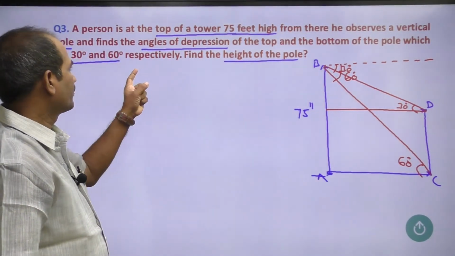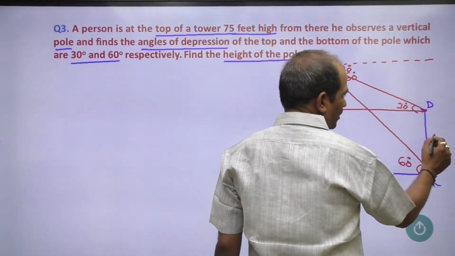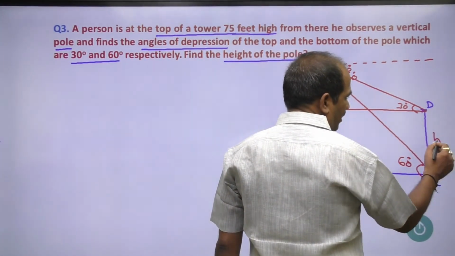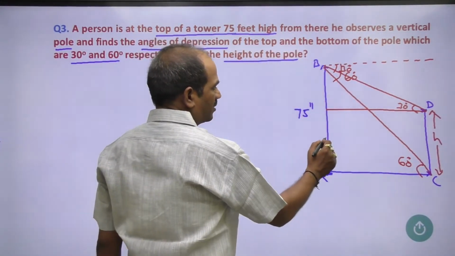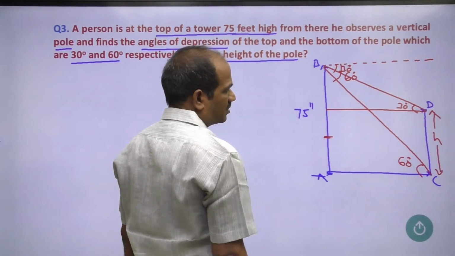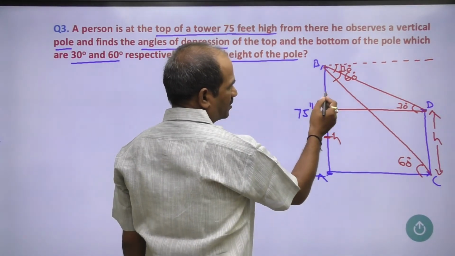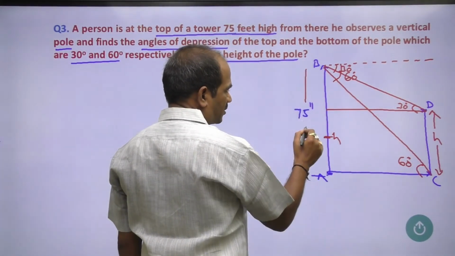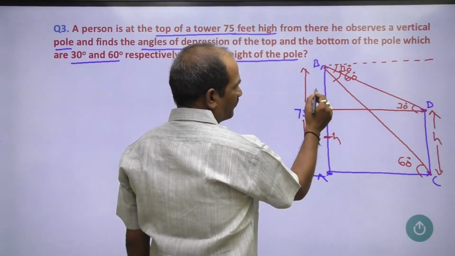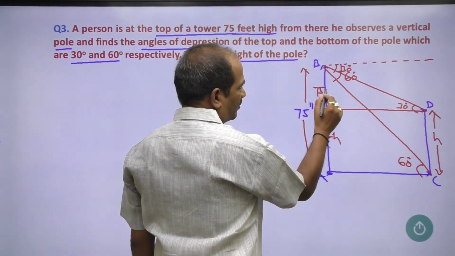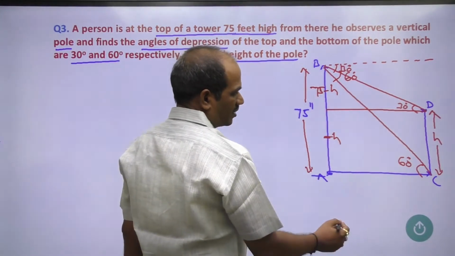Next, find the height of the pole. Let the height of the pole be h; we calculate the h value. This is also h. In this total distance of the tower is 75 feet, so this distance is 75 minus h.